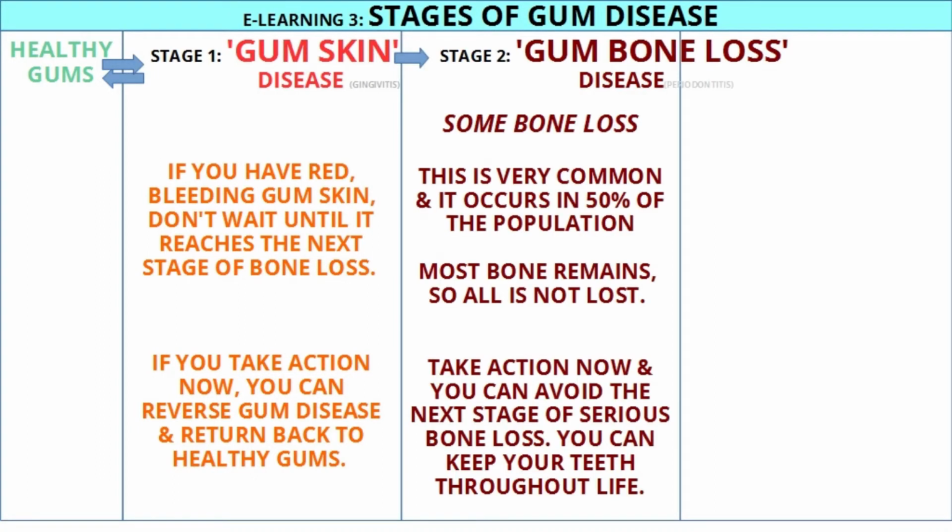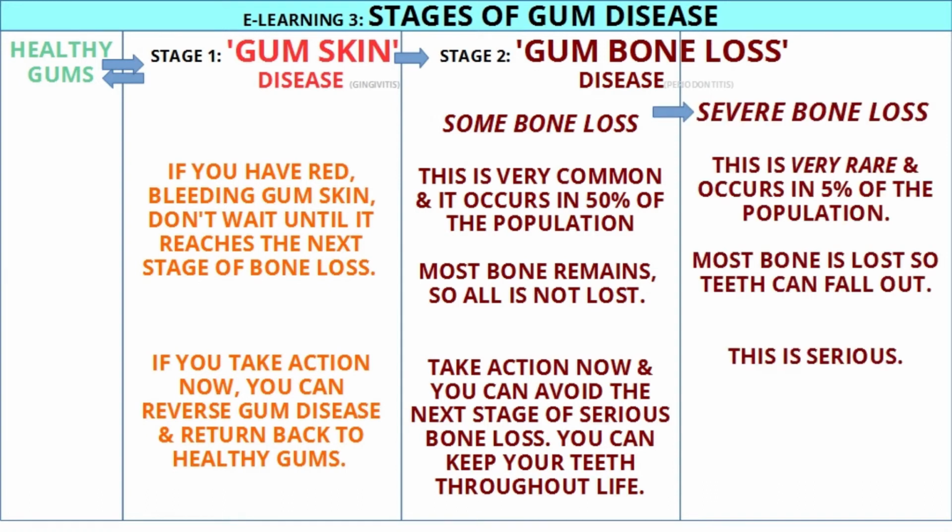Stage 2 is gum bone loss disease. It starts with some bone loss. This is very common, and it occurs in 50% of the population. Most of the gum bone remains, so all is not lost. Take action now, and you can avoid the next stage of serious bone loss. You can keep your teeth throughout life.